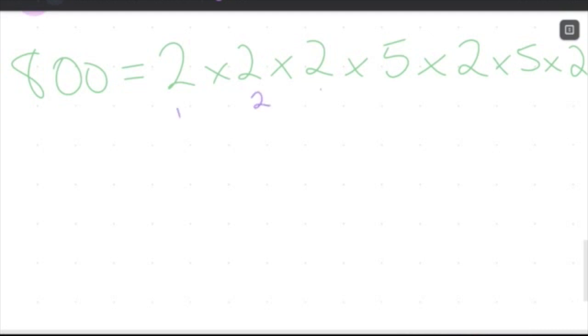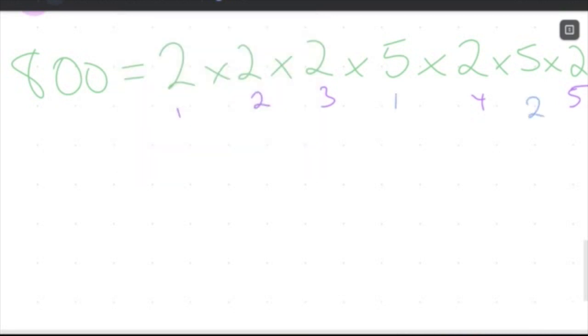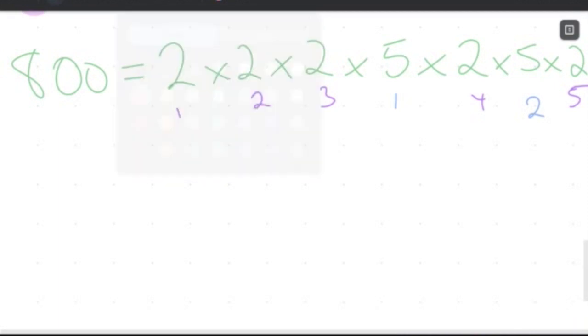Well, I have 1, 2, 3, 4, 5 2's. And how many 5's do I have? Well, I have 1, 2 5's. So therefore, my very last step is I can write 800 as I have 5 2's multiplying, so I can write my base 2 to the power of 5. And that is going to get multiplied by my base of 5 to the power of 2.